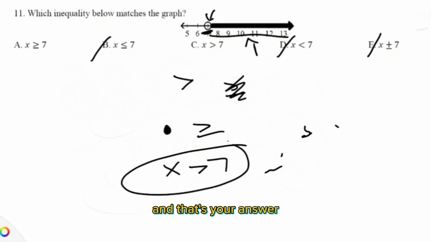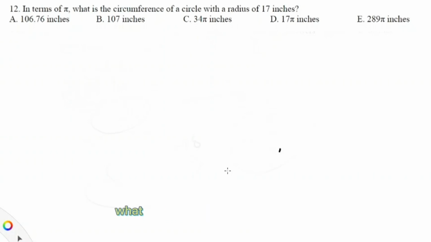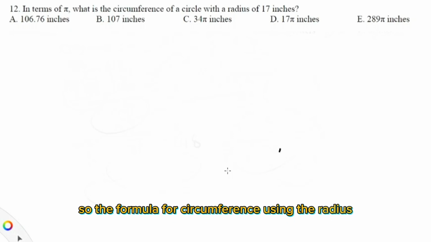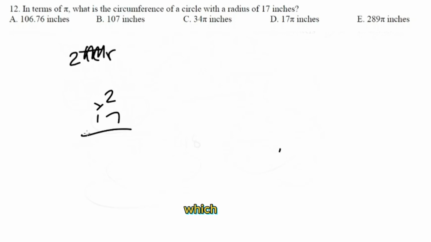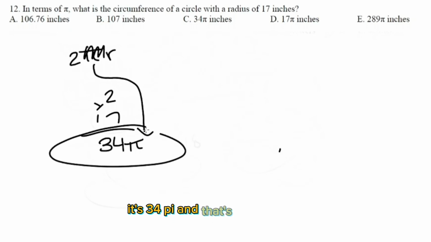And that's your answer. Next, in terms of pi, what is the circumference of a circle with a radius of 17 inches? Alright, so the formula for circumference using the radius is just 2 times pi times r, where r is the radius. We're looking for the answer in terms of pi, so we don't need pi yet. It's just 2 times the radius, so that's 2 times 17, which is 34. Now we add back the pi because it's in terms of pi. So it's 34 pi, and that's your answer.